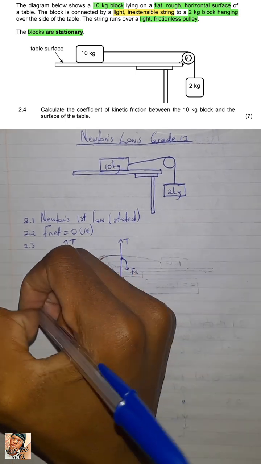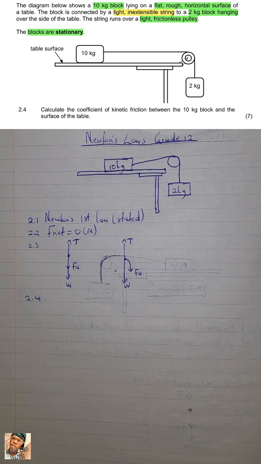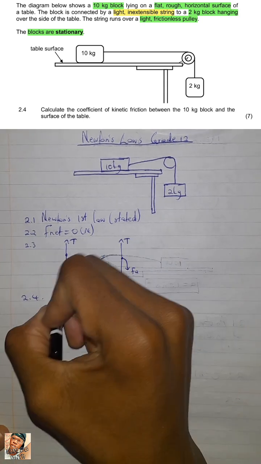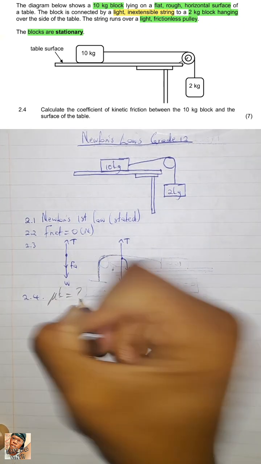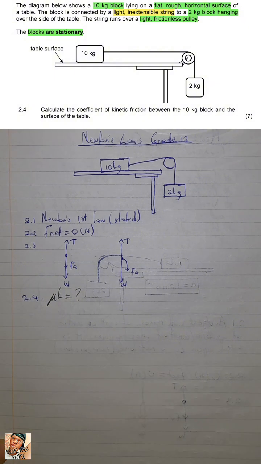So 2.4 is asking for, let us read it: calculate the coefficient of kinetic friction between the 10 kg block and the surface of the table. So they're looking for the coefficient of the kinetic friction. This is an unknown, so we're going to require a formula that has this unknown in it for us to be able to calculate it.